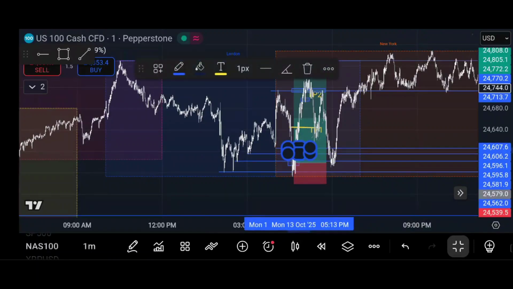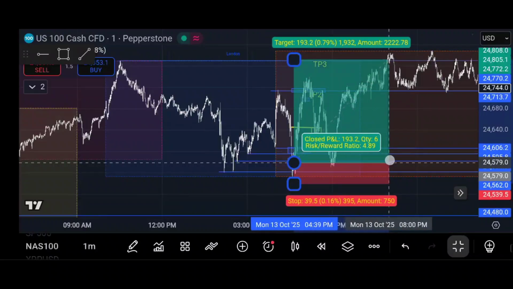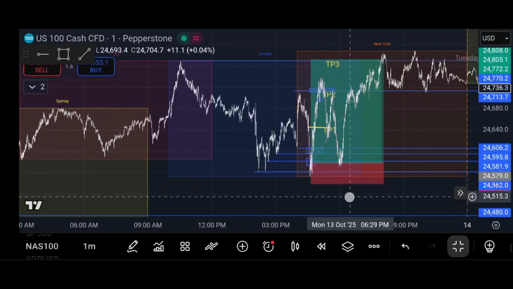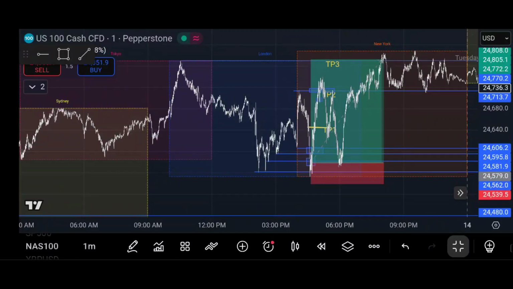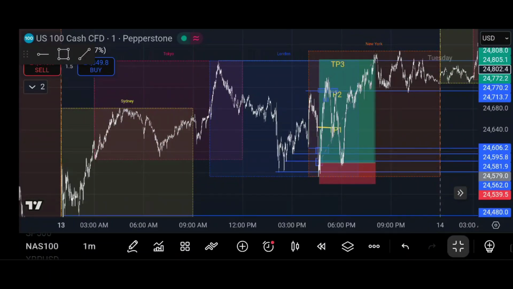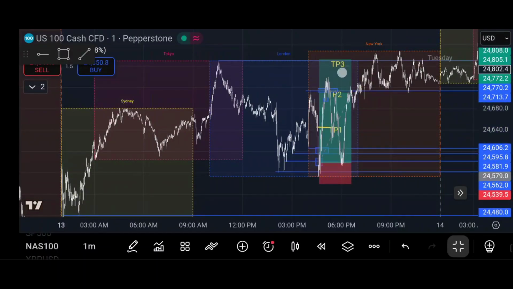But as you can see, what happened after that was, at around 6 p.m., that is around 10:30 or 11 o'clock in New York time, the price came all the way back to our entry again, and it gave us a good distribution to our TP3. So it would have been a winning trade if I was still holding, but I am okay with my profit. I just grabbed only till TP2.